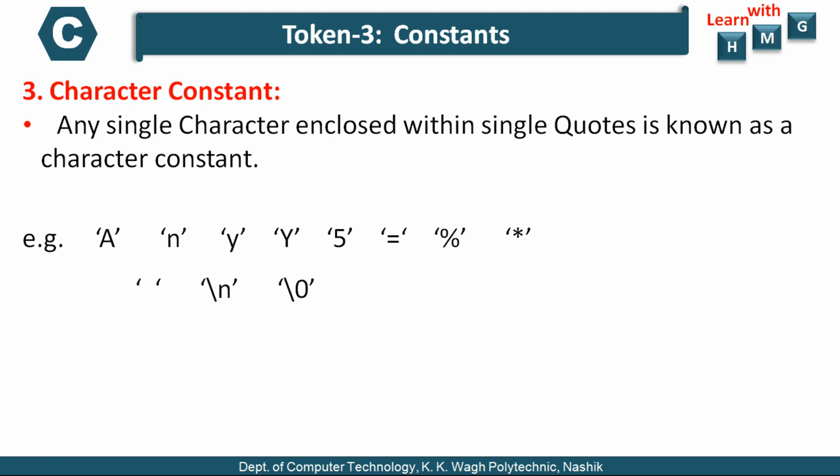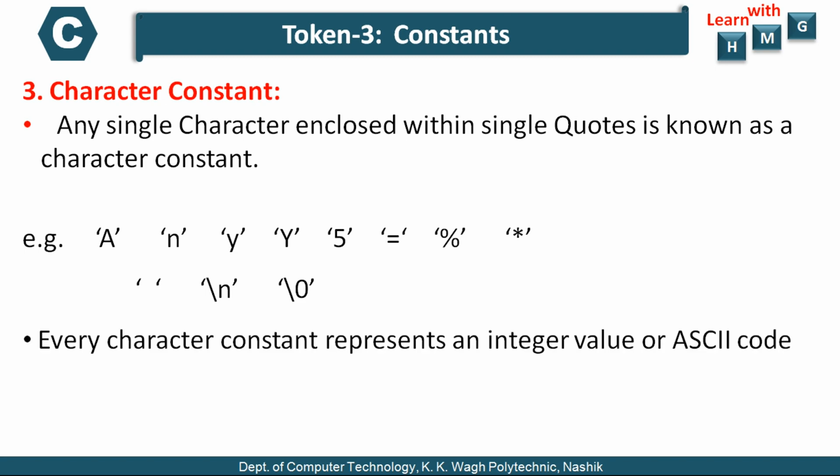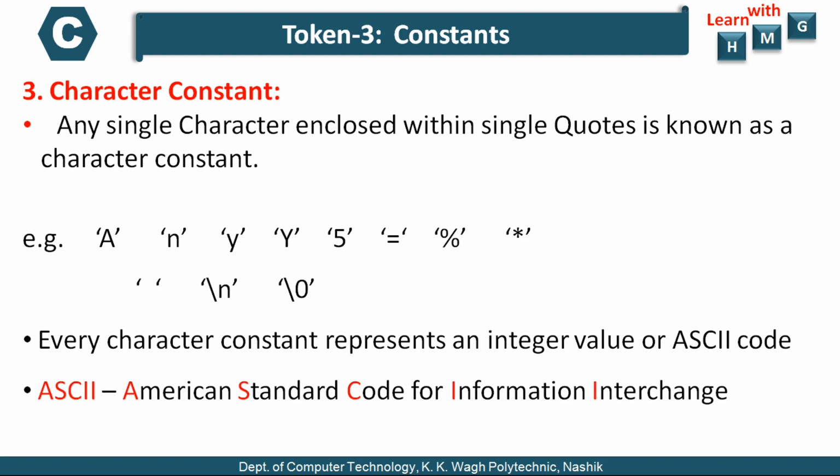Alphabets are there, a digit enclosed as a single character, equal to, then percentage and star, these are the symbols. You can even enclose a space also, and there are certain special characters beginning with backslash, that is slash n and slash 0. Slash n is the new line character, and backslash 0 is the null character. The speciality of a character constant is that it represents an integer value or ASCII code. ASCII stands for American Standard Code for Information Interchange.